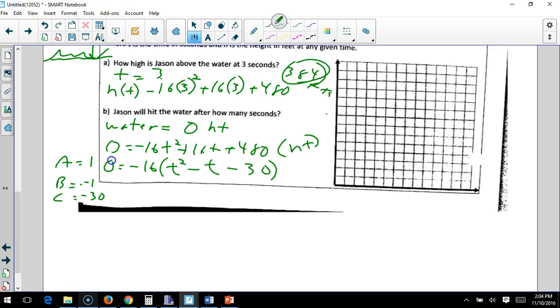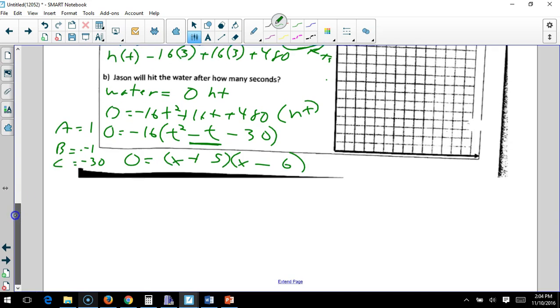I don't even need to really use the ABC method. I can just guess and check, because I need two numbers that multiply to give me 30 and differ only by 1. The next time it pops out at 5 and 6. Now you have to be really careful here to pay attention to which one is positive and negative, because it's going to change the time when he hits the water. Since I want more negatives, that's negative and this is positive. So when I set them both equal to 0, I end up with t equals negative 5 and t equals 6.